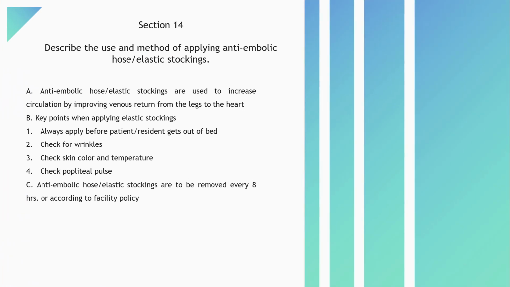Section 14. Describe the use and method of applying anti-embolic hose or elastic stockings. Anti-embolic hose or elastic stockings are used to increase circulation by improving venous return from the legs to the heart.